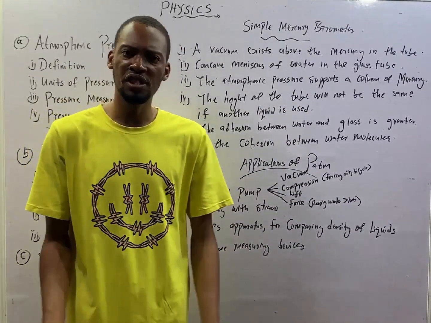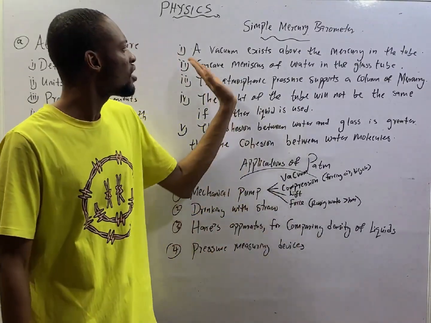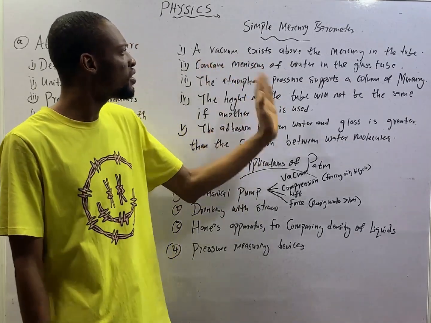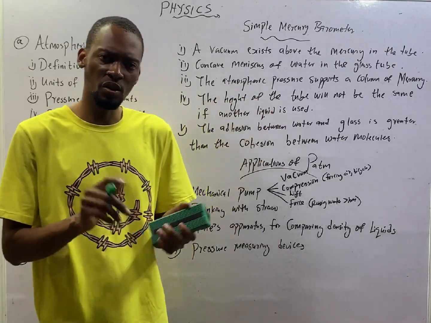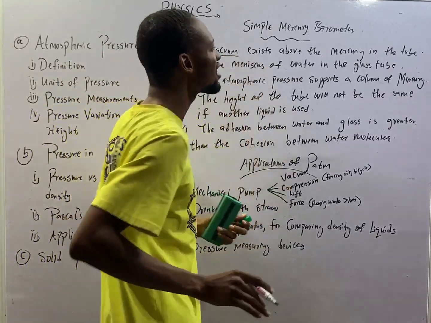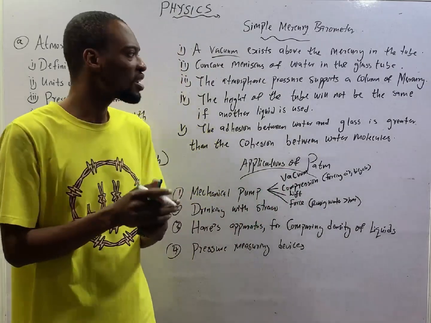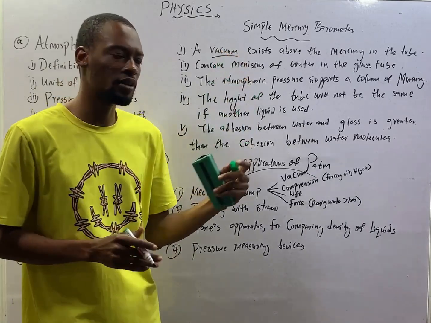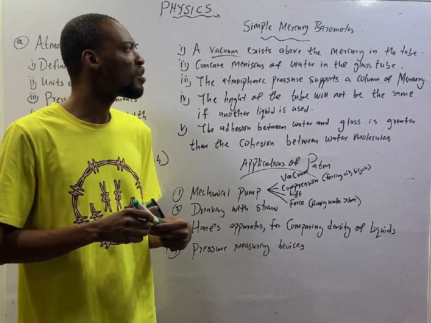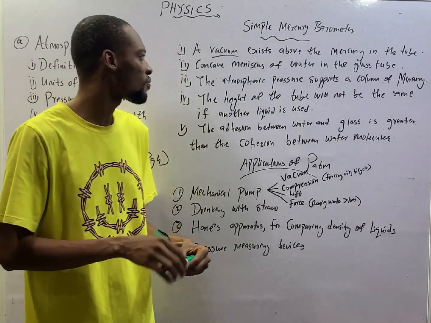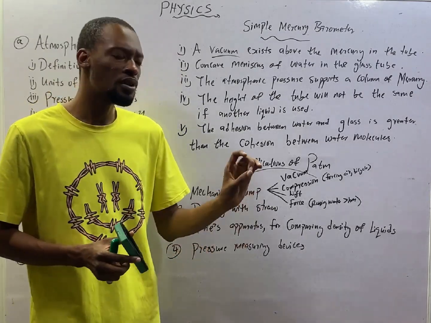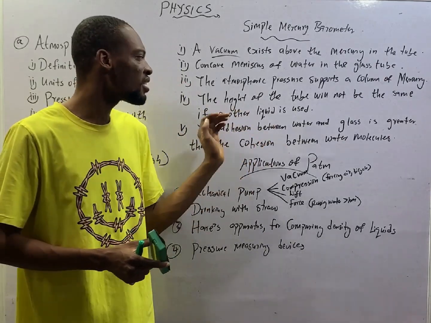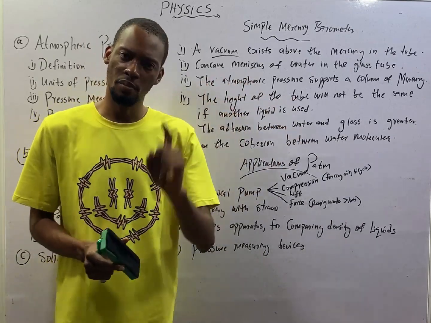The characteristics of simple mercury barometer are: a vacuum exists above the mercury in the tube. If the simple mercury barometer is not tilted, a vacuum will exist above the mercury in the tube. If it is tilted, air will exist in that space instead of vacuum. A concave meniscus of water in the glass tube. The atmospheric pressure supports a column of mercury. The height of the tube will not be the same if another liquid is used instead of mercury.